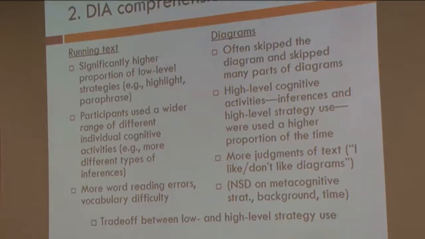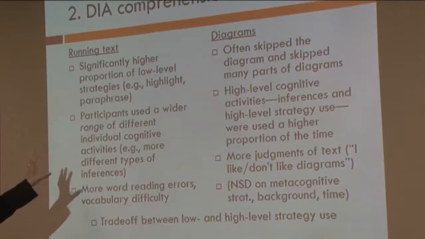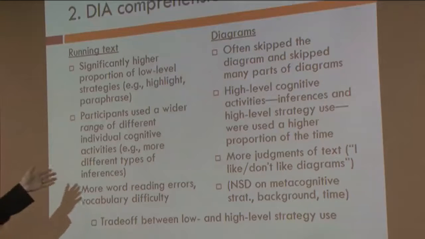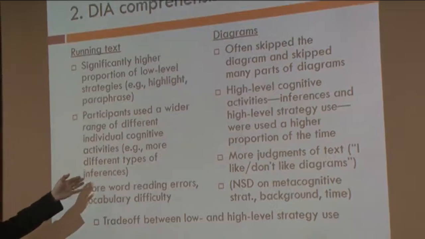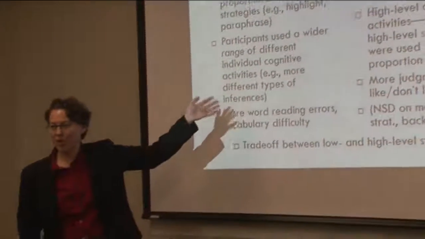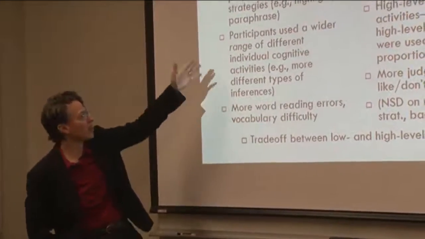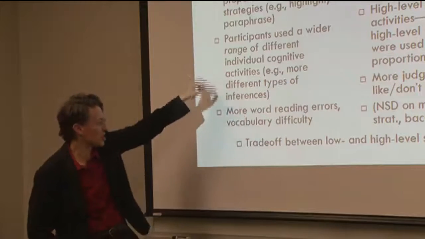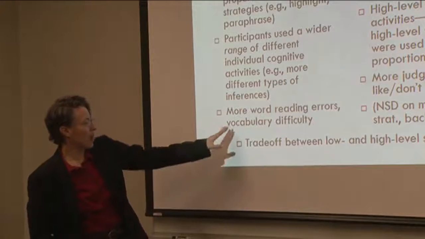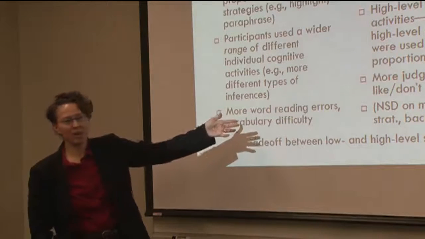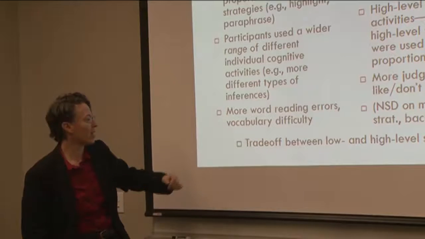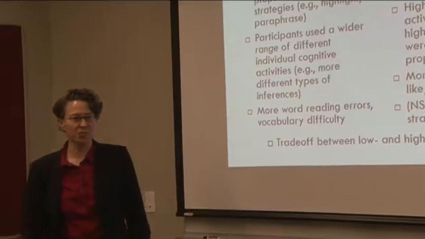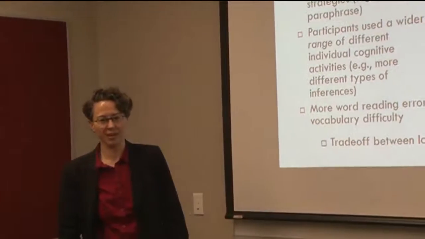But they also used a wider range of, I call them cognitive activities, but for example, when we code for the different types of inferences, they're using a wider range. So it's like they're going to the smorgasbord and they're taking more dishes from the smorgasbord. They also have more difficulty with words like phagocyte, not knowing how to say it, and also expressing more vocabulary difficulty. Antigen presenting cell, I don't understand what that is.